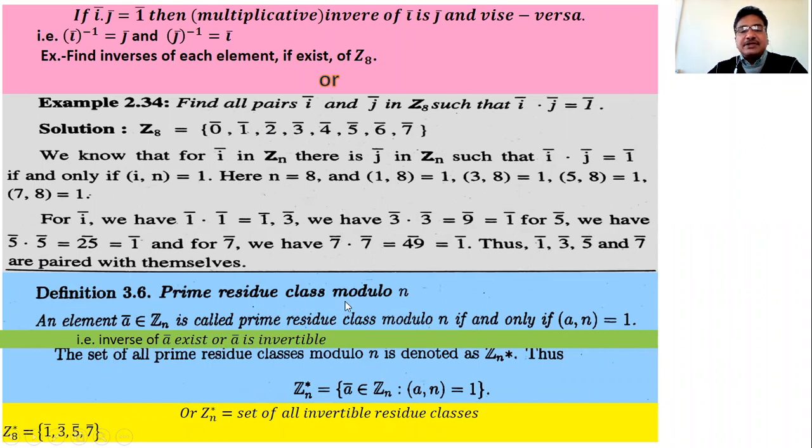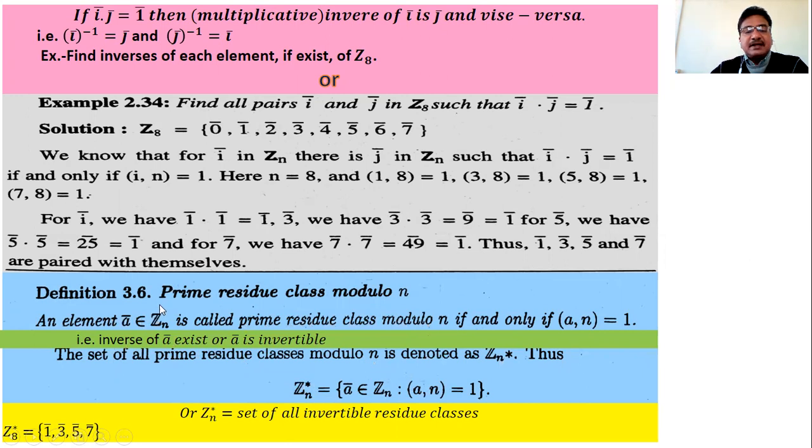And then prime residue class modulo n. What is the definition? An element a bar in Zn is called a prime residue class modulo n if and only if the greatest common divisor of a and n is 1. That is, the inverse of a bar exists, or a bar is invertible. One and the same. That is, if a bar inverse exists, then we say that a bar is a prime residue class modulo n. And the set of all prime residue classes modulo n is denoted by the notation Zn star.